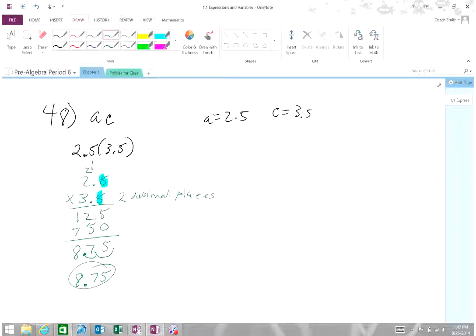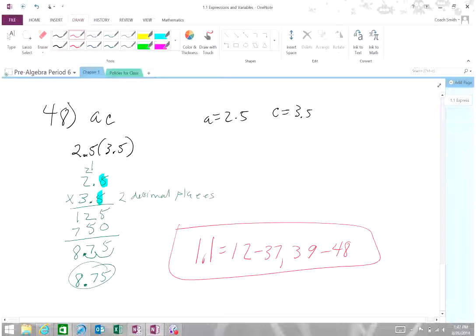All right, your homework. Your homework is 1.1, 12 through 37, and 39 through 48. Okay, remember that is due tomorrow. Due tomorrow. You may go.